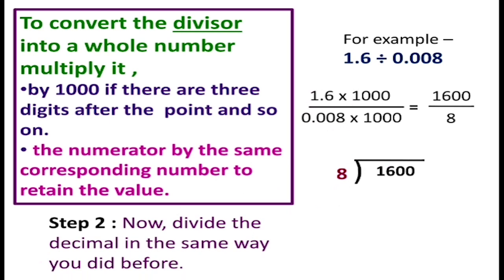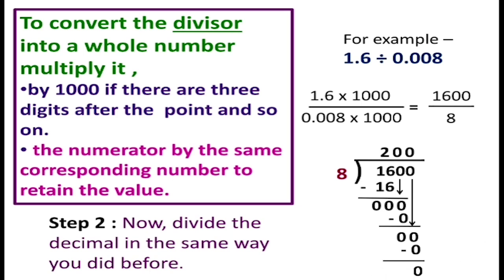So 8 1s are 8, 8 2s are 16, right? Write 2 in the quotient and 16 here, then subtract 16 from 16, you will get 0. Now bring this 0 down, then 8 zeros are 0, write 0 in the quotient and 0 here, subtract 0 from 0. Now bring this next 0 down, then 8 zeros are 0, write 0 in the quotient and 0 here, then subtract 0 from 0, you will get 0. So the quotient here is 200.